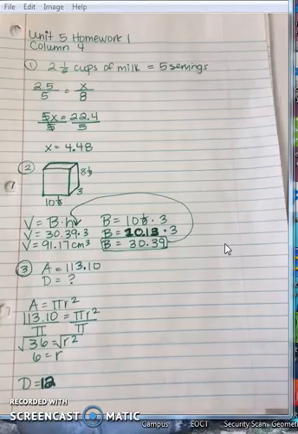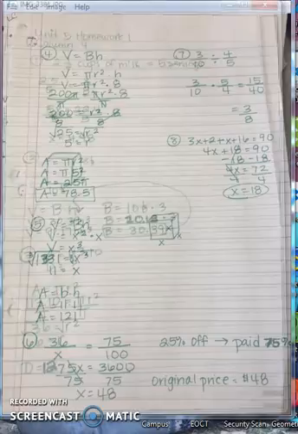For number 3, the area of a circle is 113.1 feet squared. What is the diameter? So I take my area and I need to solve for r. So I'm going to substitute 113.10 equals pi r squared. I will divide by pi. That gives me 36 equals r squared. I then need to take the square root of both sides. So my radius is 6. So that would make my diameter 12, because remember, you take your radius and multiply by 2 to find diameter.